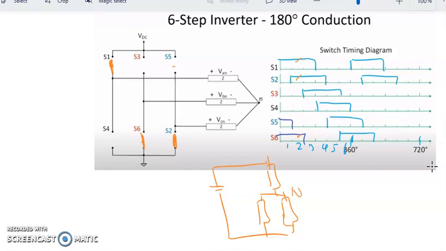So here you have A, B, C. So here is node A, neutral, B and C node. So we can see that B and C will share the same level of voltage. So VBN is equal to VCN. Meanwhile, we have VAN of its own voltage level. So this is V source.